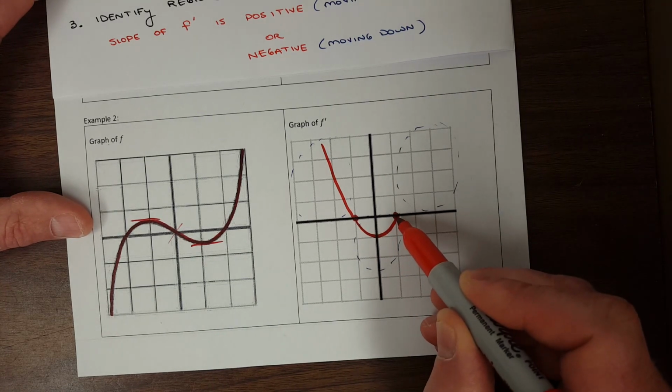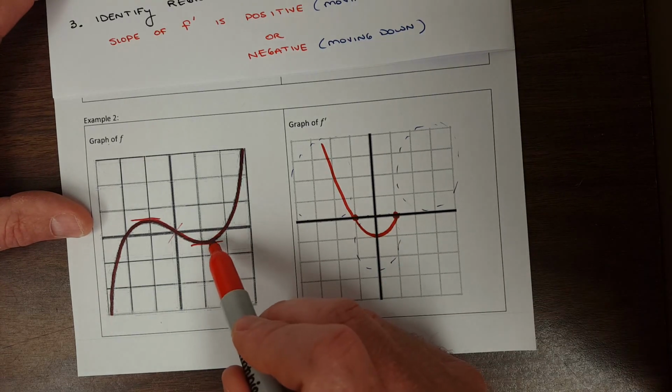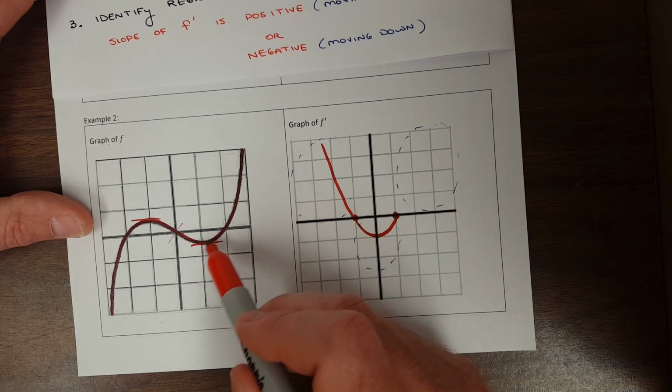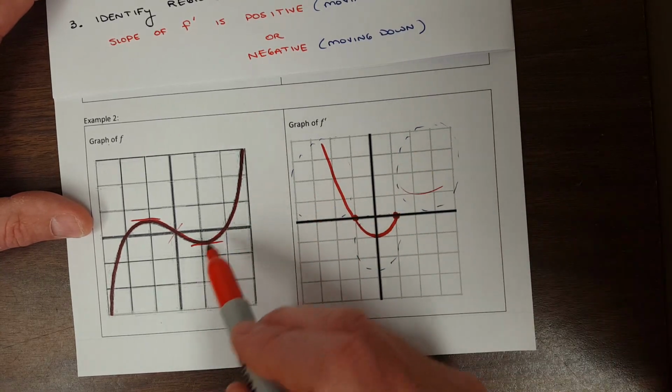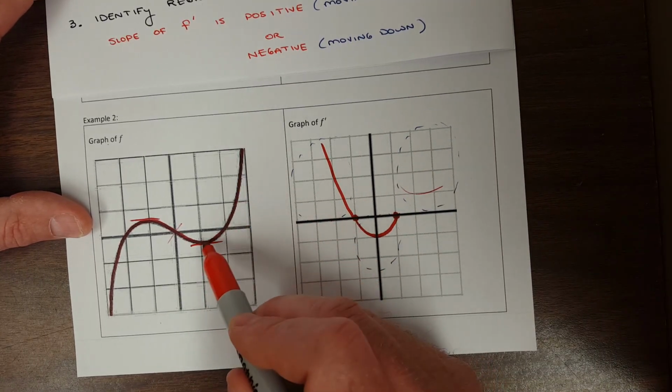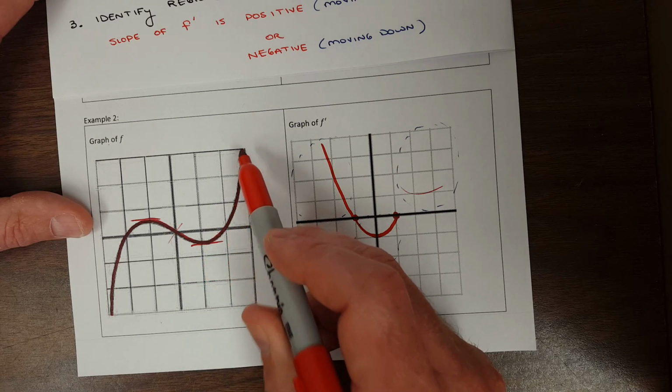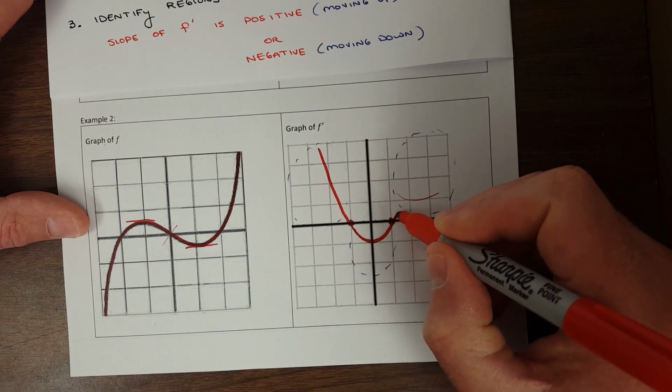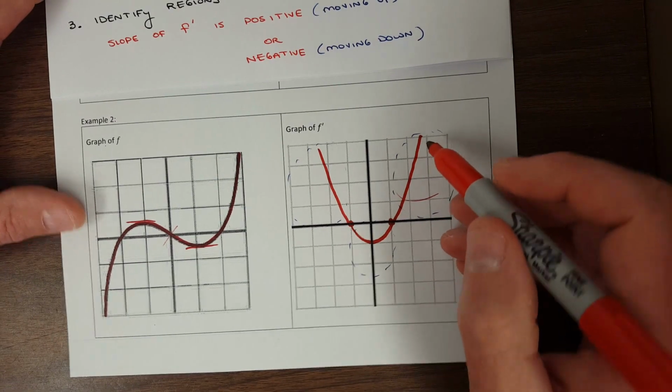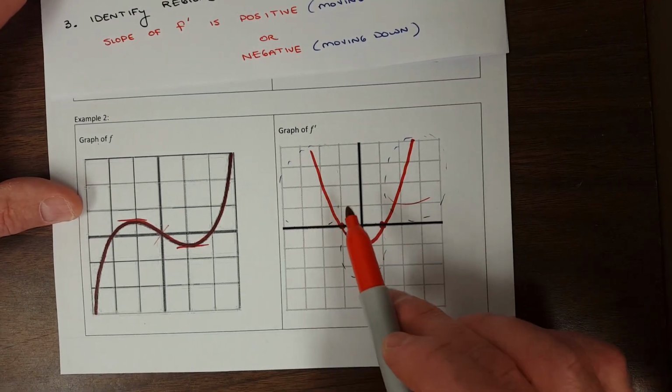And we know we have to hit that point. That's going to be an x-intercept. Here, slope values are positive above the x-axis, and these numbers are increasing. 0, 1, 2, 3, 4, 5. So here it is, 0, 1, 2, 3, 4, 5. And we have the graph of our derivative, f prime.